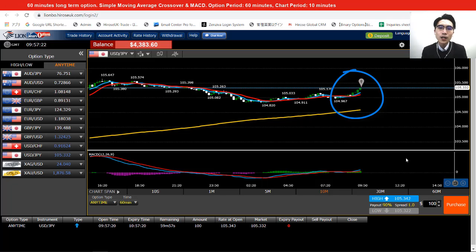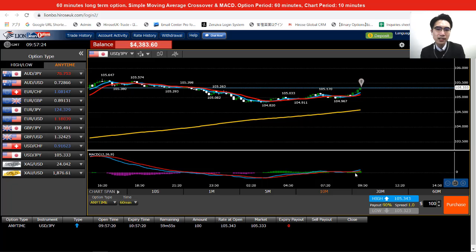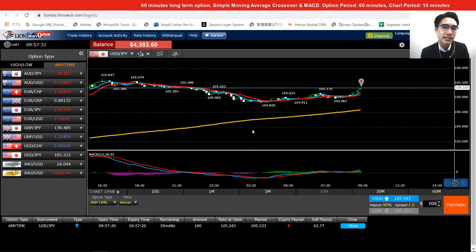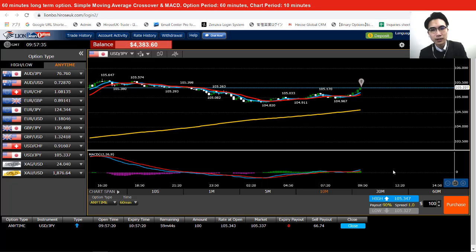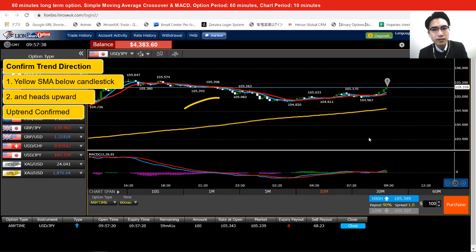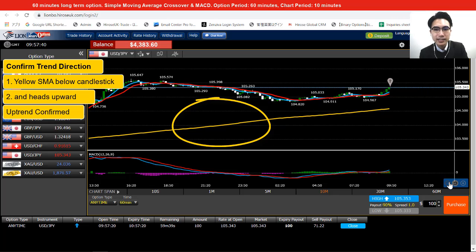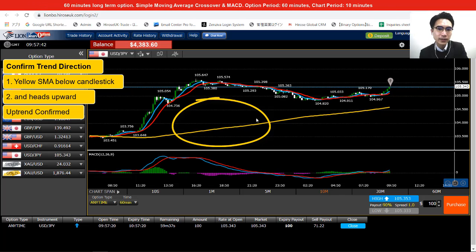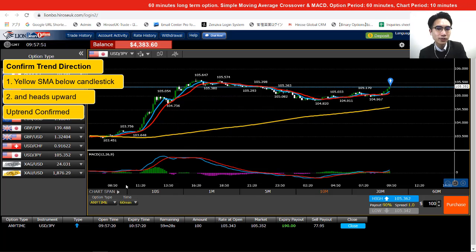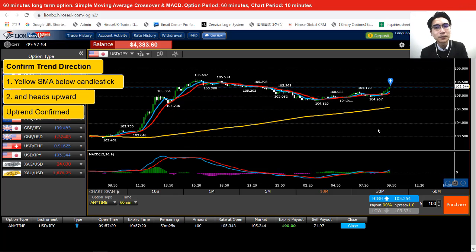Again, the strategy is just the normal strategy that we have been using every day: the simple moving average crossover and then MACD confirmation. To use this strategy, first we need to confirm the trend direction. We will be looking at the simple moving average. Now it's below the candlestick and heading upward, so we can say that the trend is an uptrend. Since the trend is an uptrend, we will look for timing to open a high option.